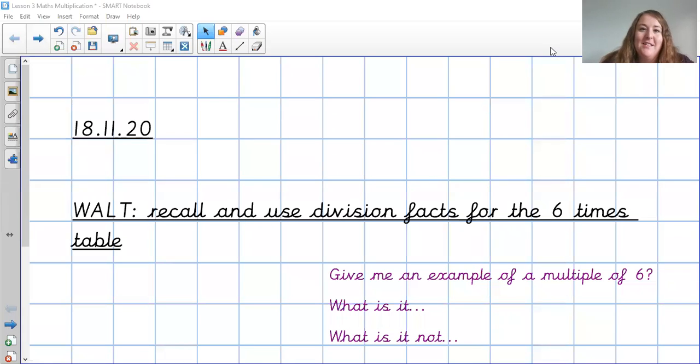Morning Year 4, this is your maths lesson for Wednesday the 18th and we are carrying on with our multiplication unit, but today we will be focusing on division of the 6 times table. So our WALT today, we are learning to recall and use division facts for the 6 times table.